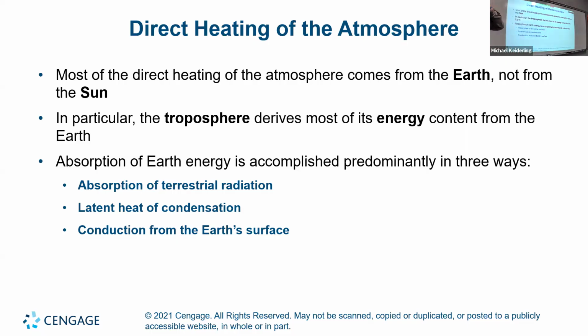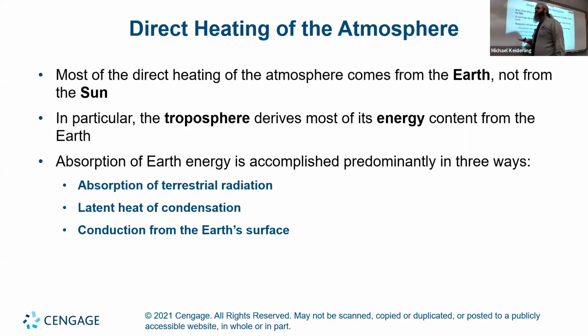The 3 primary ways that the energy from the Earth is absorbed by the troposphere. There's just direct absorption of terrestrial radiation. Because solar radiation hits the Earth, warms it up, it heats up, that causes it to emit radiation itself. And that radiation is absorbed by the atmosphere. That radiation is primarily infrared light. And that's why when you have things in the atmosphere that absorb infrared light well, you get heating of the atmosphere.